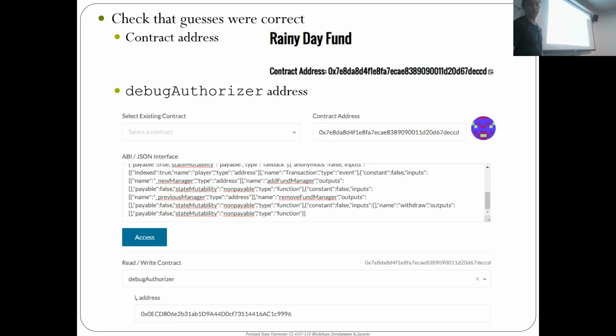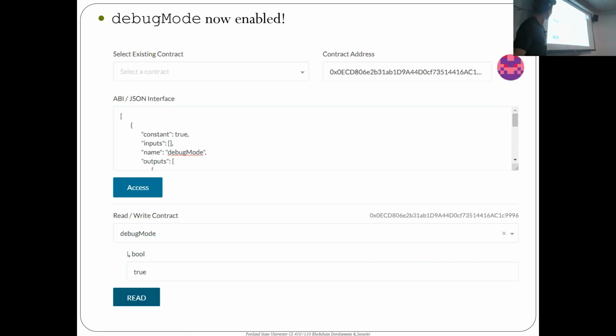Okay. Once you do the deployment, you'll get this address. Make sure that this is what you had predicted. And then if that's what you had predicted, bring it up into MyCrypto, and make sure that the debug authorizer is set to the address that you predicted. And then from there, go and see that debug mode has been enabled, is set to true. And that's when you know your exploit has taken hold.